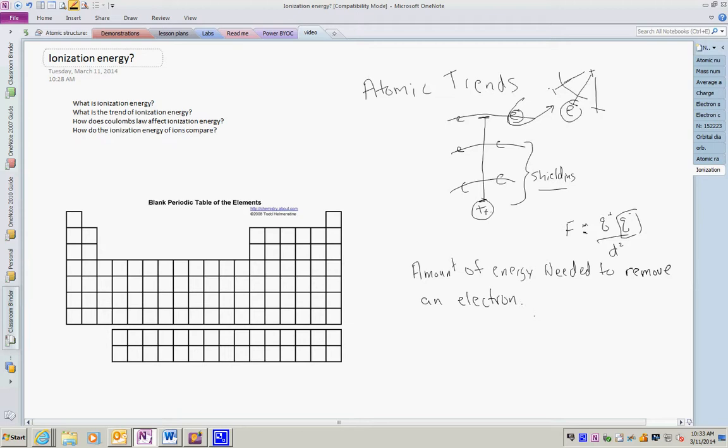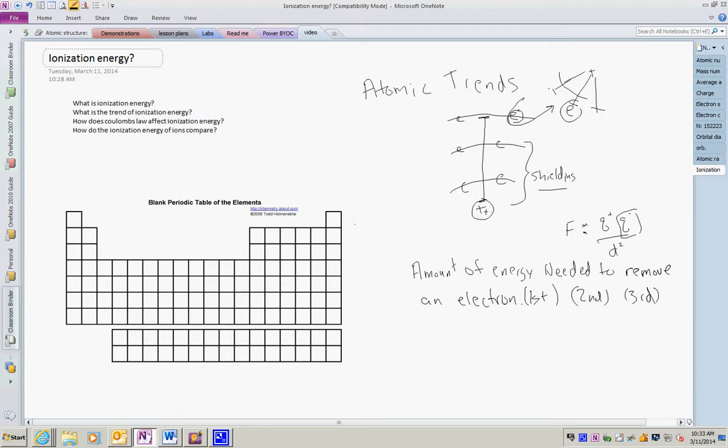By definition, removing the first electron would be the first ionization energy, then removing a second electron would be the second ionization energy, and so on and so forth. We'll talk more about that in a moment, but a few things just based off what we've talked about already as far as the trend is concerned.